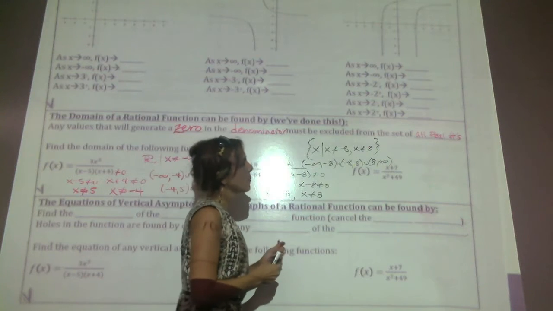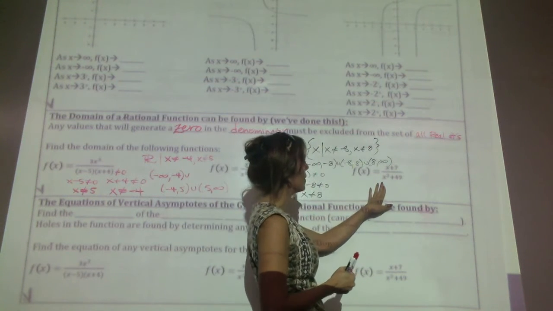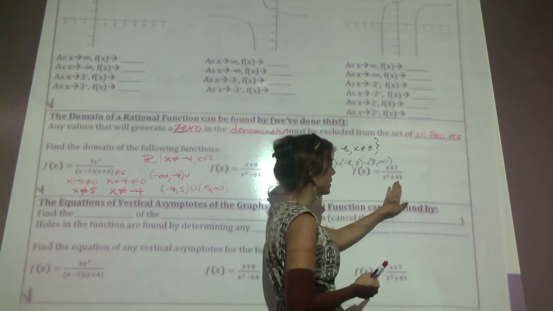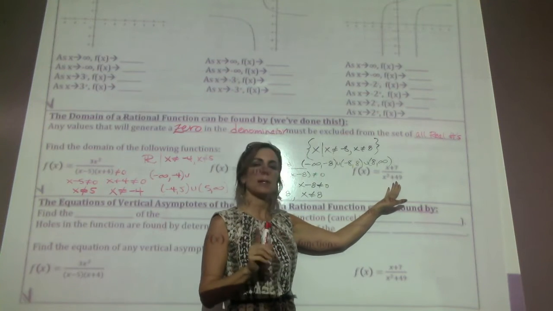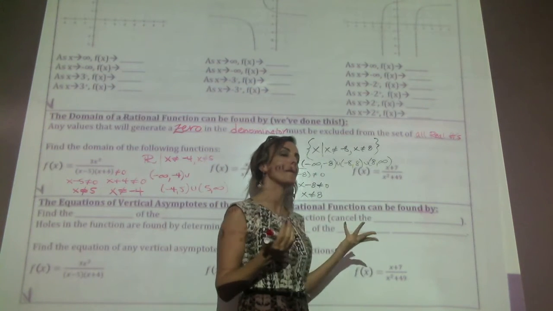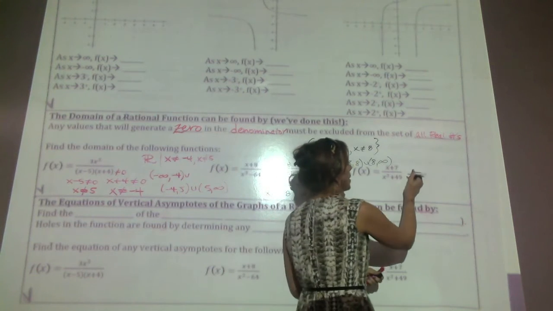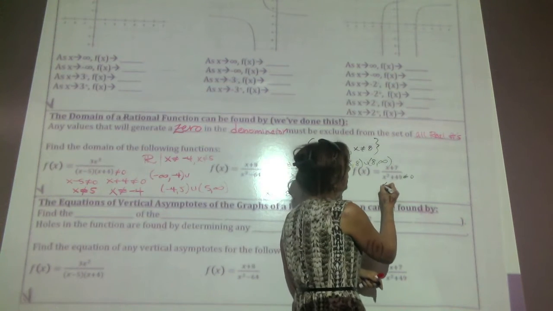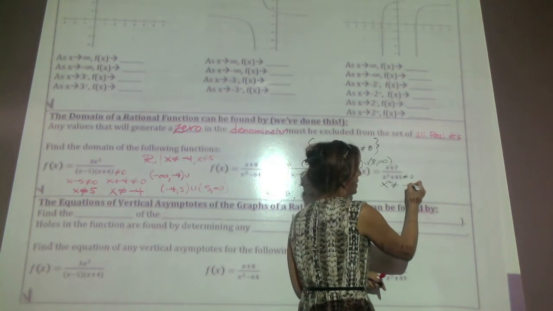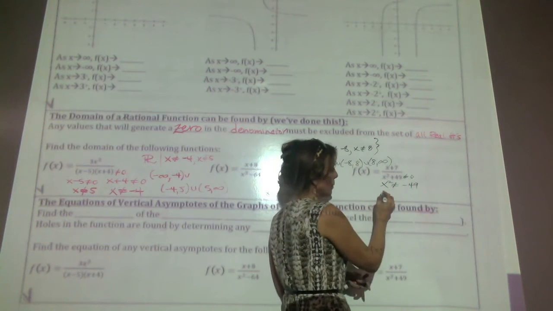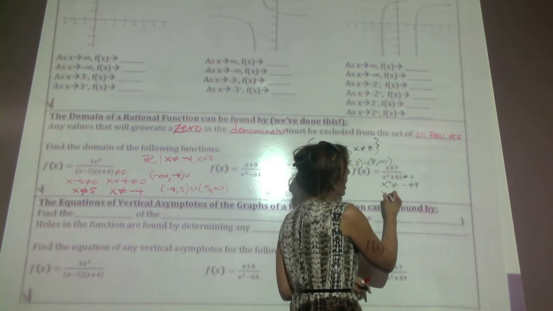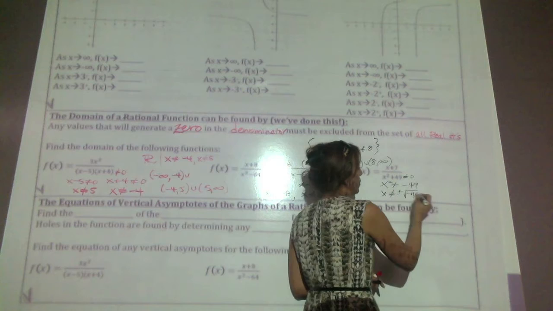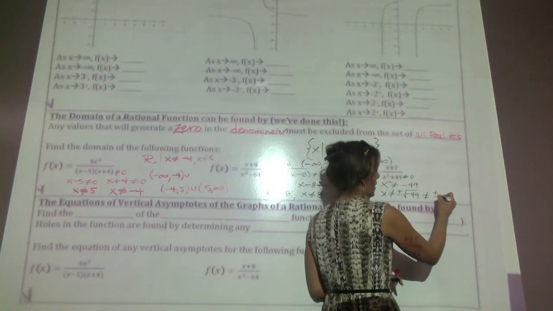Our last example for domain has to do with this function. f of x is equal to x plus 7 divided by x squared plus 49. Here we have a polynomial in the denominator, but it's not factorable. So let's just see what happens when we set it not equal to 0. Okay, so x squared plus 49 can't equal 0. That means x squared cannot equal negative 49. Oh, okay, so now we take the square root of both sides, remember that? x cannot equal plus or minus the square root of negative 49, which means it can't equal plus or minus 7i.